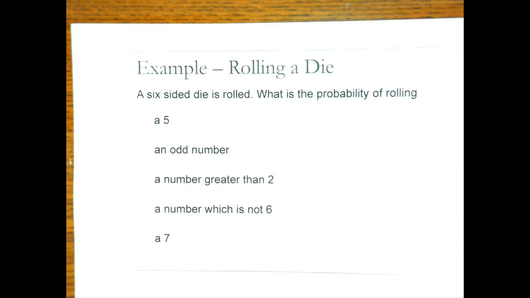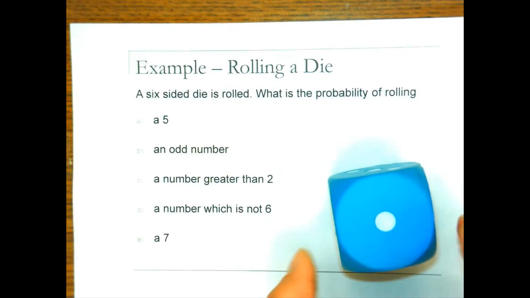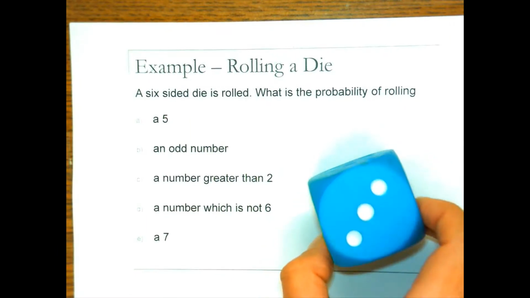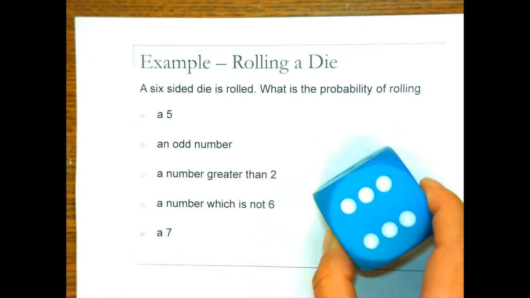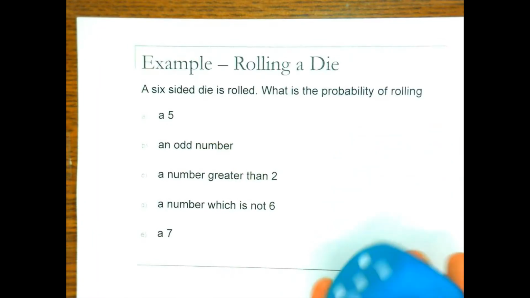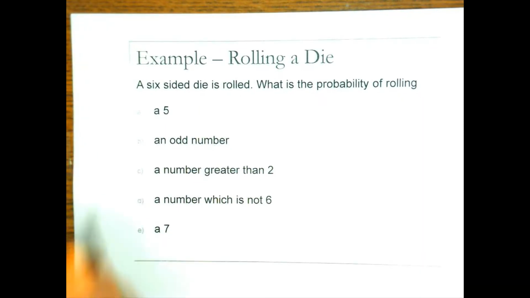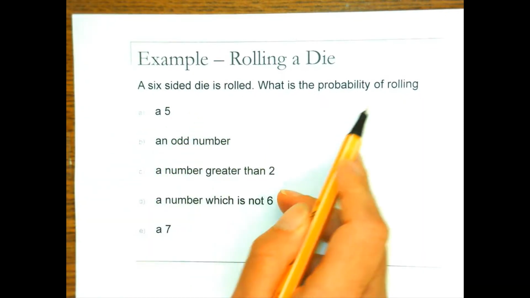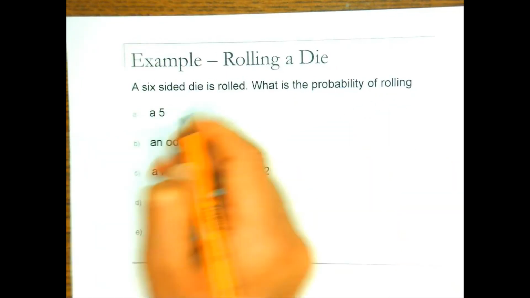The first example we are going to do is an example with rolling a die, and we are talking about a six-sided die. In a six-sided die there are six possibilities. You can get a 1 or a 2 or a 3 or a 4 or a 5 or a 6, and all of them have the same chance when you roll your die. Now a six-sided die is rolled.